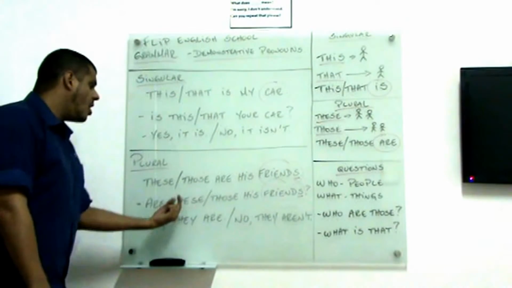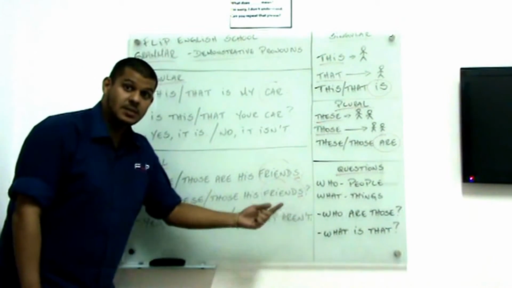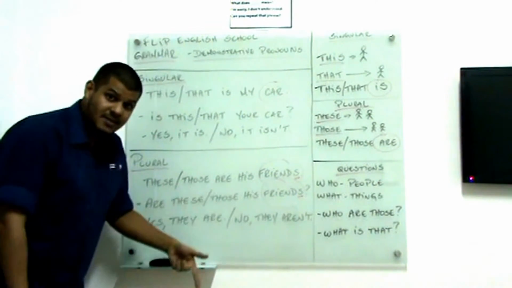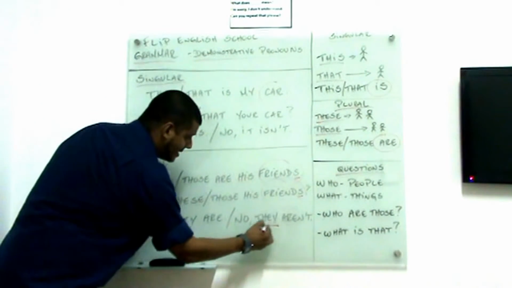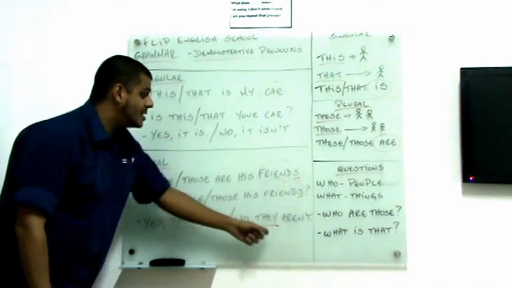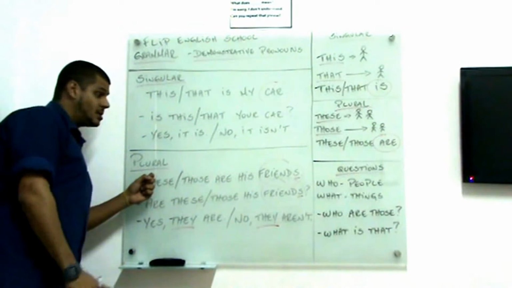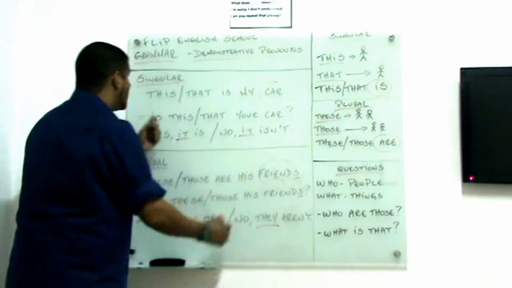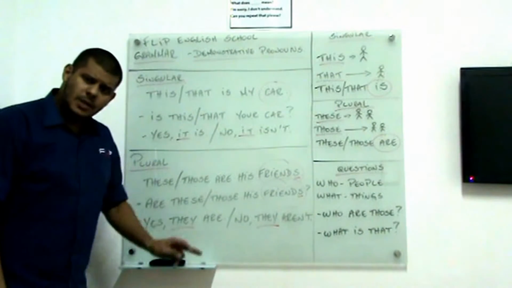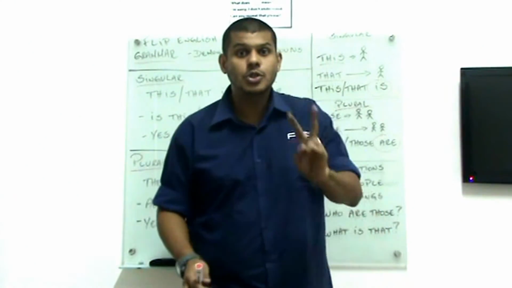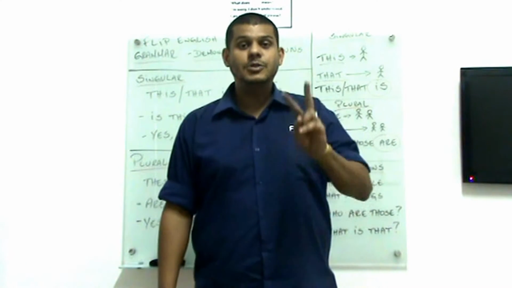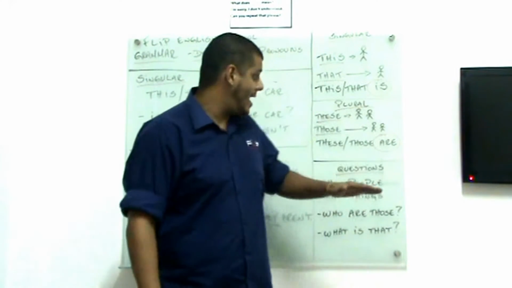So again, are these or are those his friends? Affirmative, yes they are. Negative, no they aren't. So remember that in this case, we have to use they because it's plural, right? In this case, we use it because it's singular, alright? Simple like this. And to finish, I would like to talk to you about two different expressions that we also use to make questions, alright?